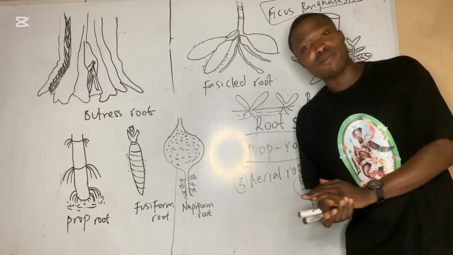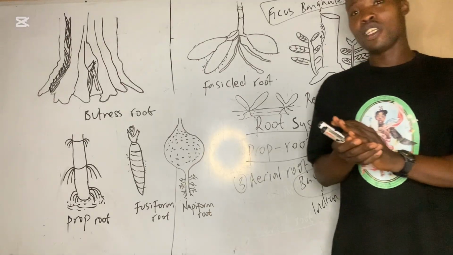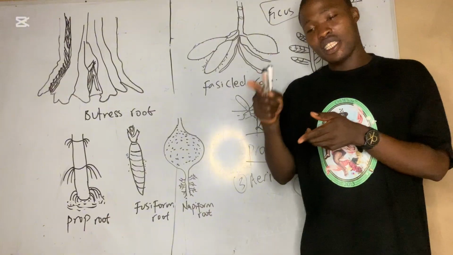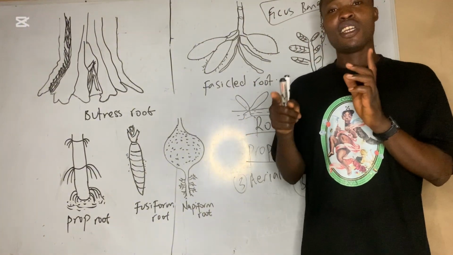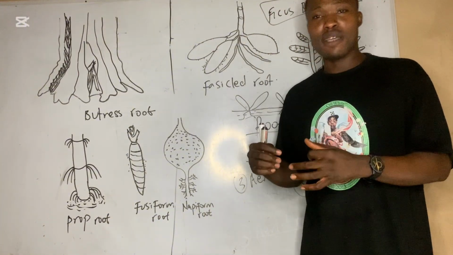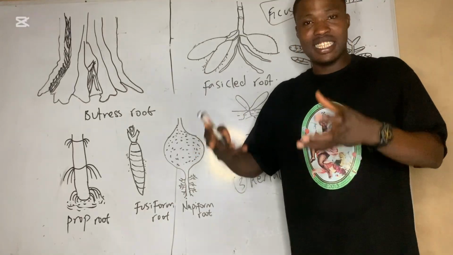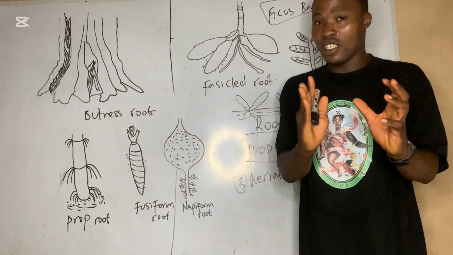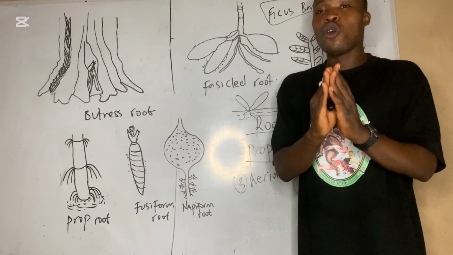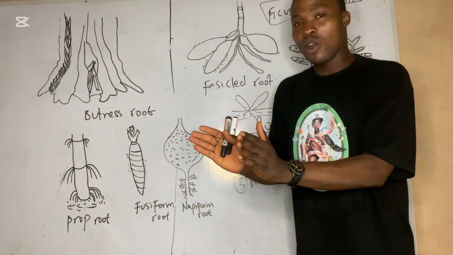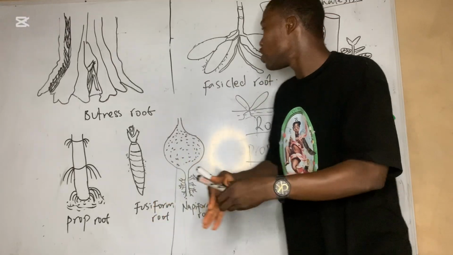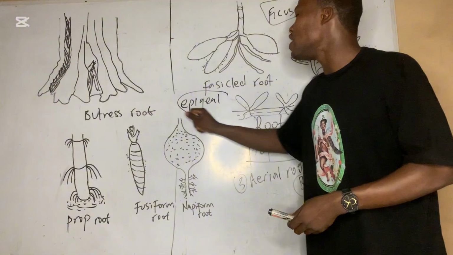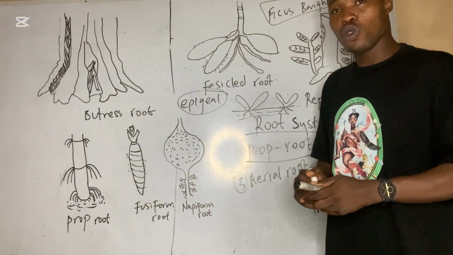Dicot plants have what we call epigeal germination. In epigeal germination, the hypocotyl elongates more than the epicotyl. So the hypocotyl takes the seedling up. But you should take note of this: not all dicots undergo epigeal germination. That should be taken note of.